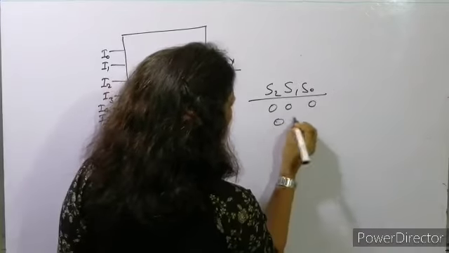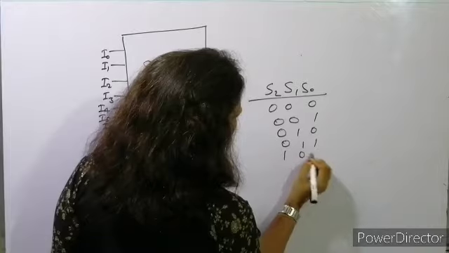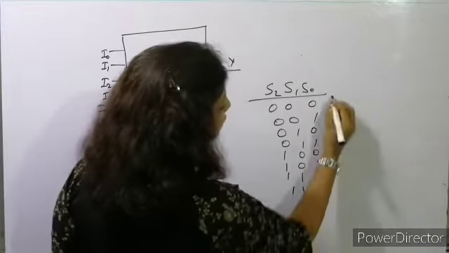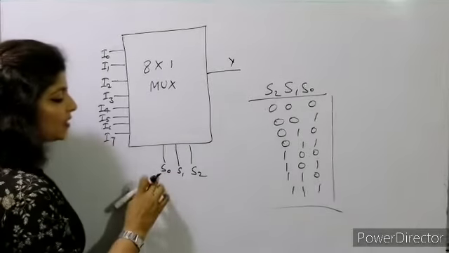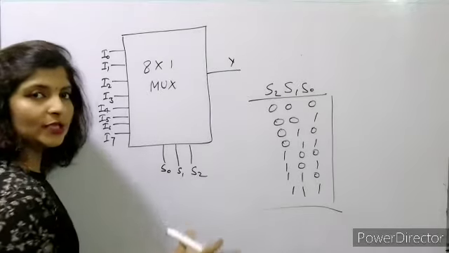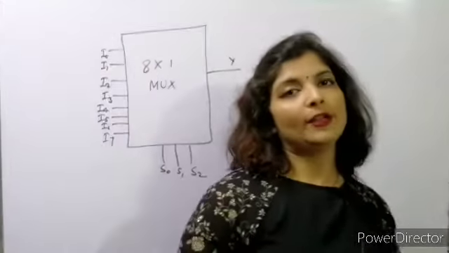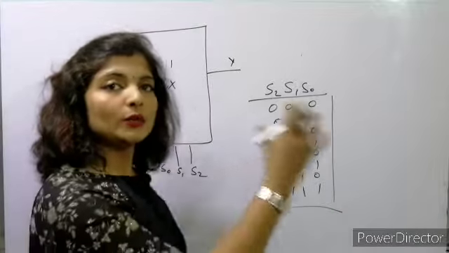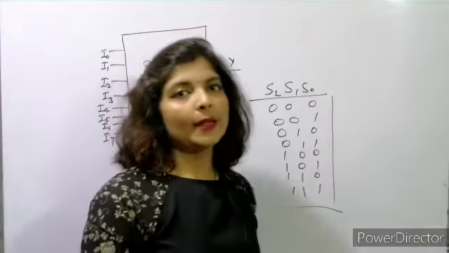0 0 0, 0 0 1, 0 1 0, 0 1 1, 1 0 0, 1 0 1, 1 1 0 and 1 1 1. Based on these bit combinations for S0, S1 and S2, it will be determined which input will be selected for the output, and that will be directed to the output. Whatever is selected will be directed to the output. I hope you understood about the multiplexer.